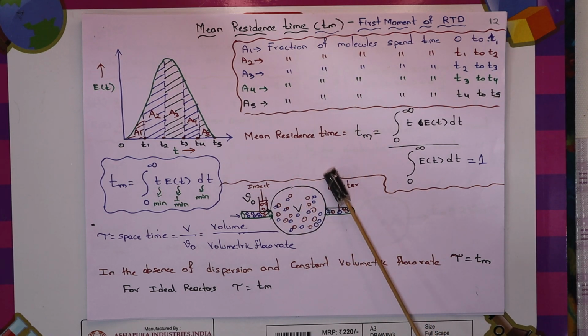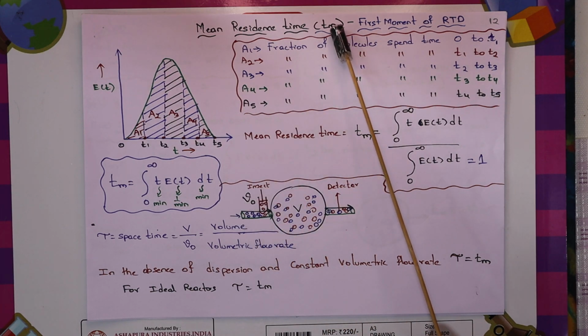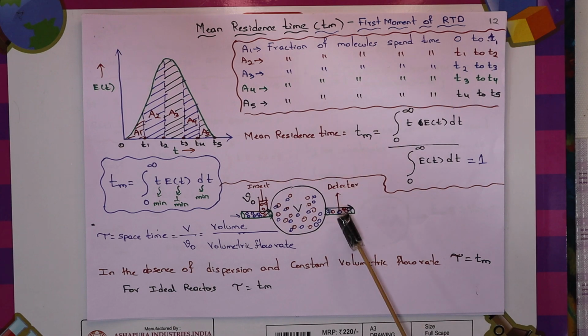There is another time you already know, which is called the space time, the volume of the reactor divided by the volumetric flow rate. This is called tau, and it is for the reactant molecules. Tm, which we are going to find out using tracer curve experiments, is the mean residence time of the tracer injected into the non-ideal reactor. So Tm and tau are different. Please don't get confused.